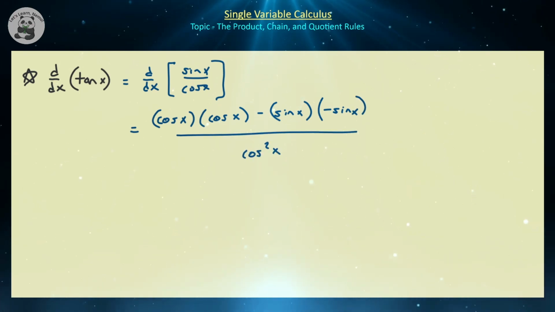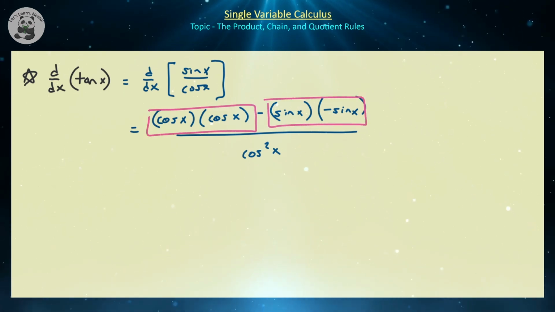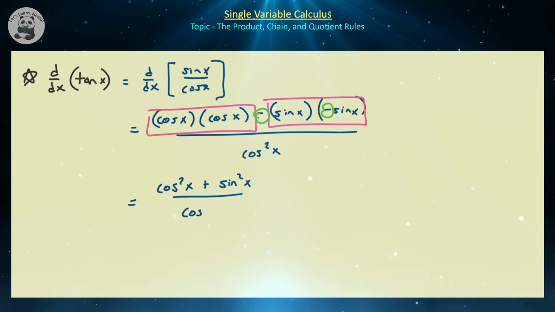the bottom squared. So we have cosine times cosine, which is going to be cosine squared. We have sine times sine, which is sine squared. And we have that minus and that minus, which is going to be a plus. So that's going to be equal to cosine squared plus sine squared on top, all divided by cosine squared. And if you know some of your special trigonometric identities, you should know that regardless of the value of x, cosine squared plus sine squared is always equal to 1. So we're just going to be left with 1 divided by cosine squared x.